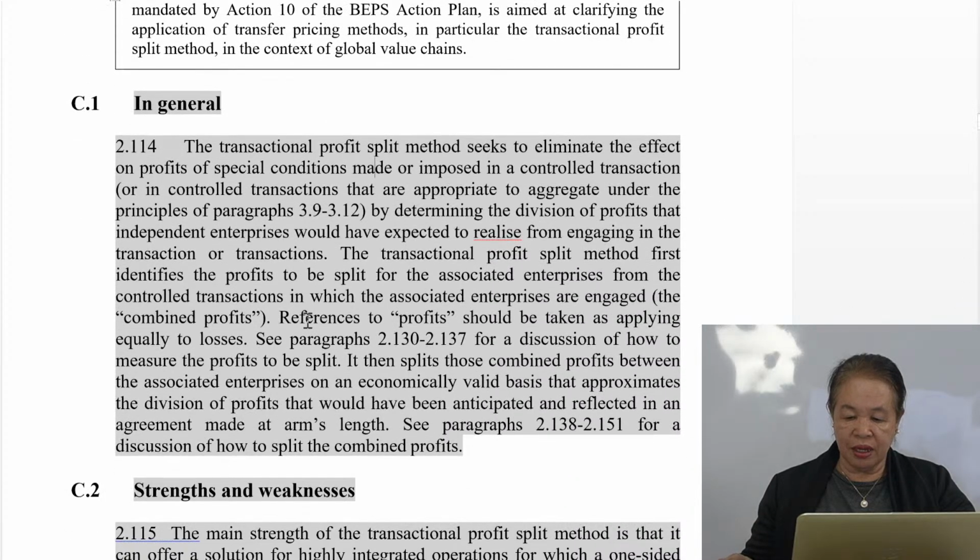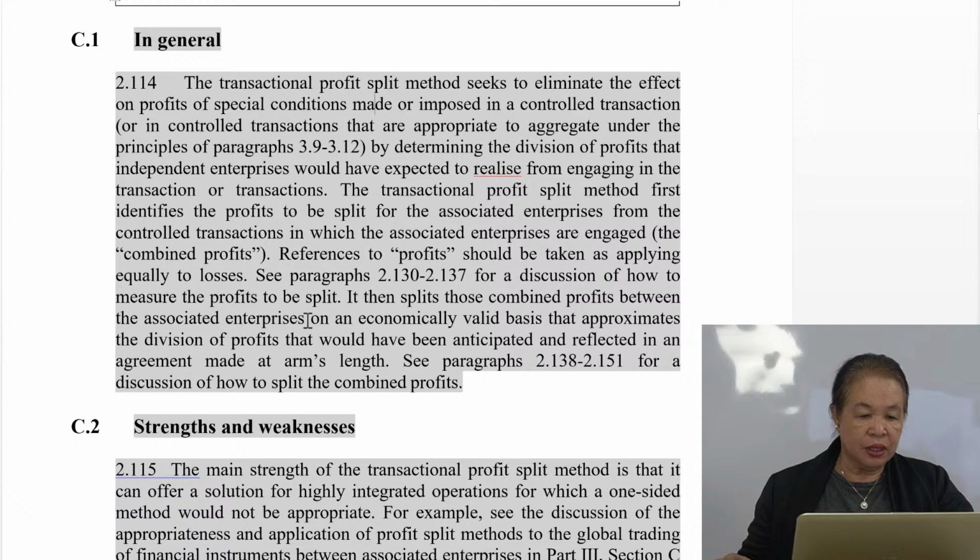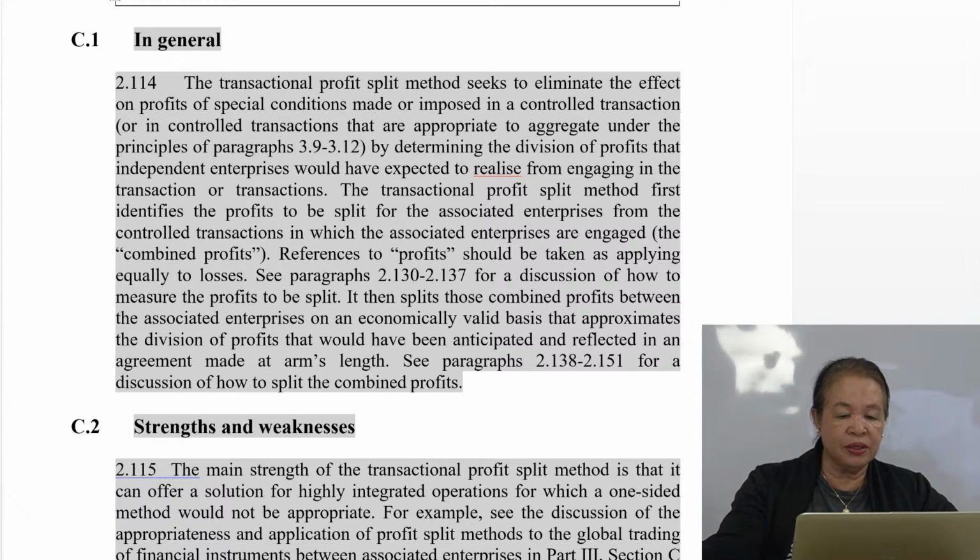Sa transactional profit split na tayo, no? So, in general, the transactional profit split method seeks to eliminate the effect on profits of special conditions made or imposed in a controlled transaction or in controlled transactions that are appropriate to aggregate under the principles of paragraph 3.9 to 3.12. So by determining the division of profits that independent enterprises would have expected to realize from engaging in the transaction or transactions. So the transactional profit split method first identifies the profits to be split, no? So identifies the profit to be split.